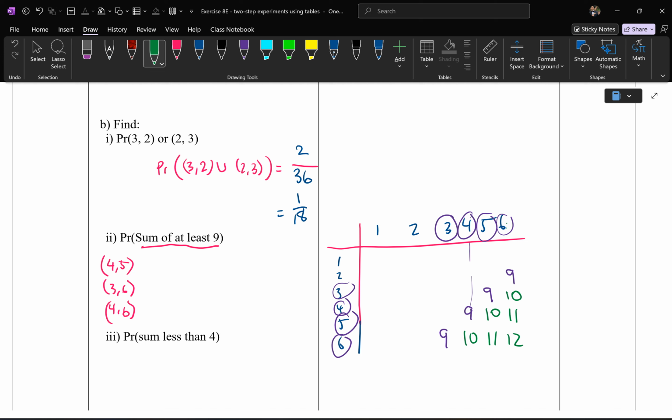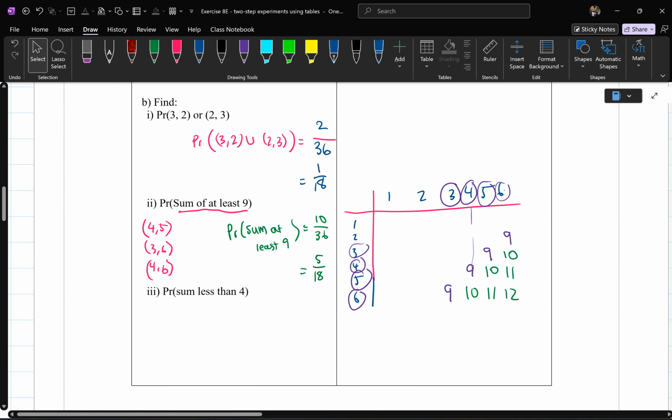1, 2, 3, 4, 5, 6, 7, 8, 9, 10. Out of how many again? 36. So this one should have been a bit easier once you have a tool. So two-way table is what I recommend, but you could have done it intuitively as well. 10 out of 36. That gives you 5 out of 18. Beautiful. What about sum less than 4?